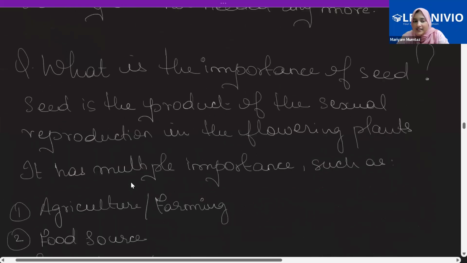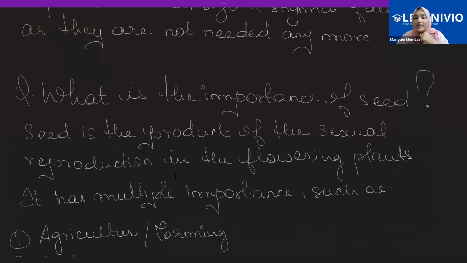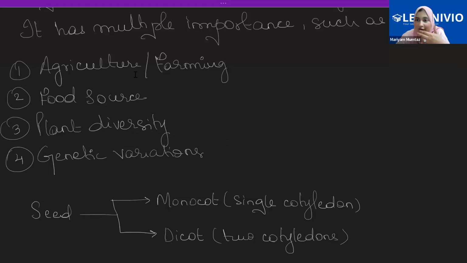What is the importance of seed? The seed is the product of sexual reproduction. It's very important in the case of flowering plants, because it is a product formed specifically in a flowering plant which gets covered by a fruit. Now, what are the importances of seed? It has various importances, such as in the field of agriculture or farming. When you sow the seed, only then you're going to get the plant. Then it becomes a food source for us.